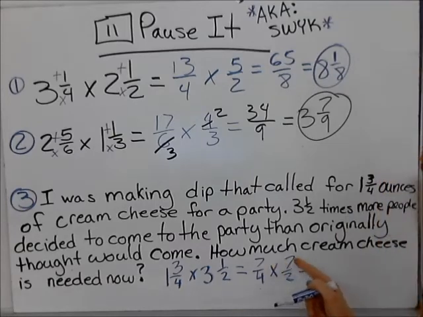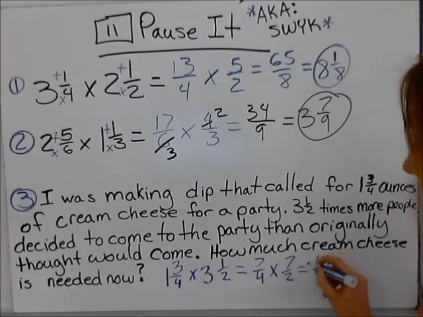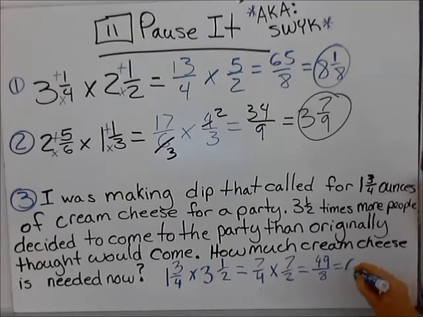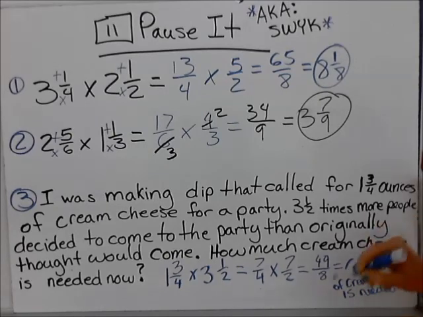And then I'm going to multiply across. 7 times 7 is 49. 4 times 2 is 8. 49 divided by 8 is 6, with 1 left over because 6 times 8 is 48. 1 left over out of 8. 6 1/8 ounces of cream cheese is needed.